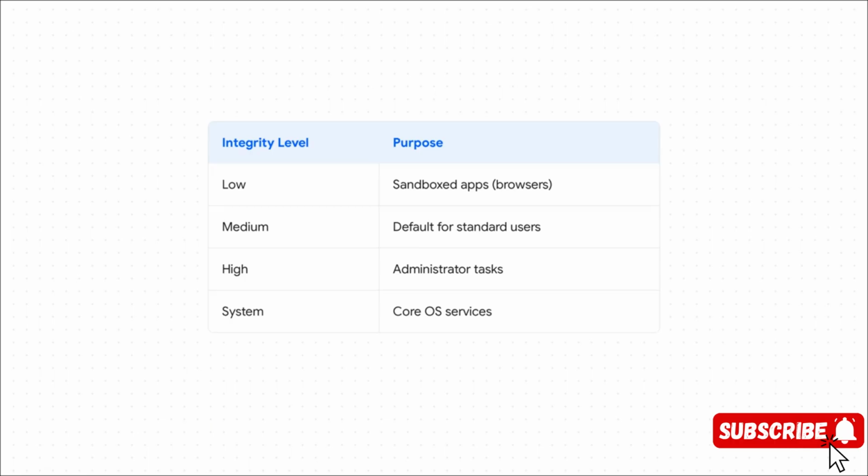And this isn't about who you are, it's about how trustworthy the process is. For example, your web browser, which is browsing the wild internet, might run at a low integrity level. Most of your normal apps run at medium. When you do an admin task, that runs at high. And the core OS itself, that's at the system level, the highest of all.